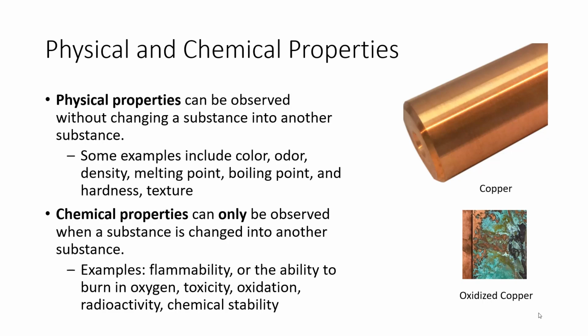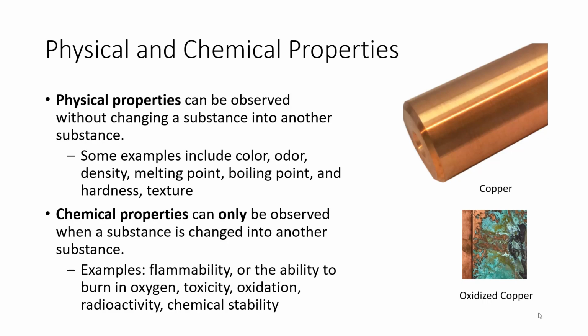Now, on the other hand, we have chemical properties. These properties can only be observed when a substance is changed into another substance. Some examples of chemical properties include flammability, which is the ability to burn in oxygen, toxicity, the ability to undergo oxidation, radioactivity, and chemical stability.